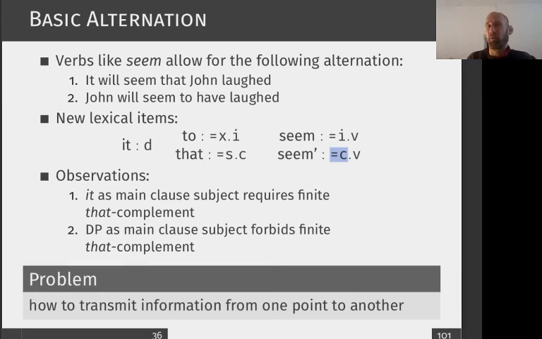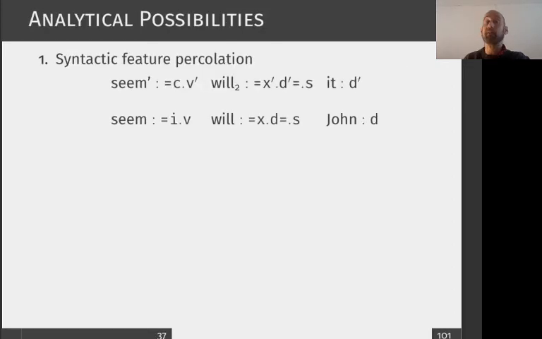In order to just have one seem, we would have to be able to transmit information about the subject to the seem, or vice versa. We'd have to transmit information about the kind of argument that seem took up to the subject so it could pick the right kind of subject. That's the fundamental problem that we have. And that's what's stopping us right now from just having one seem. But we'd like to have one seem. Again, we see, oh man, we're missing a generalization. There's got to be some better way of doing this. So here are some possibilities.